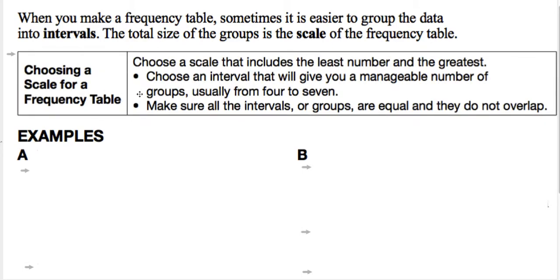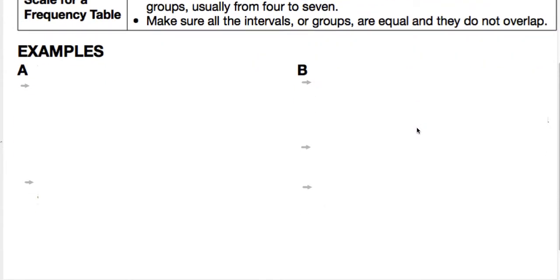Okay? Now look at this. This is what I'm talking about. Choose a scale that includes the least number and the greatest number. Choose an interval that will give you a manageable number of groups, usually from 4 to 7. Okay, so let me correct myself. Instead of from 5 to 7, 4 to 7 would be good too. But 5 to 7 is also appropriate in this case. Make sure all the intervals or groups are equal and they do not overlap. We've discussed that before in our definition.